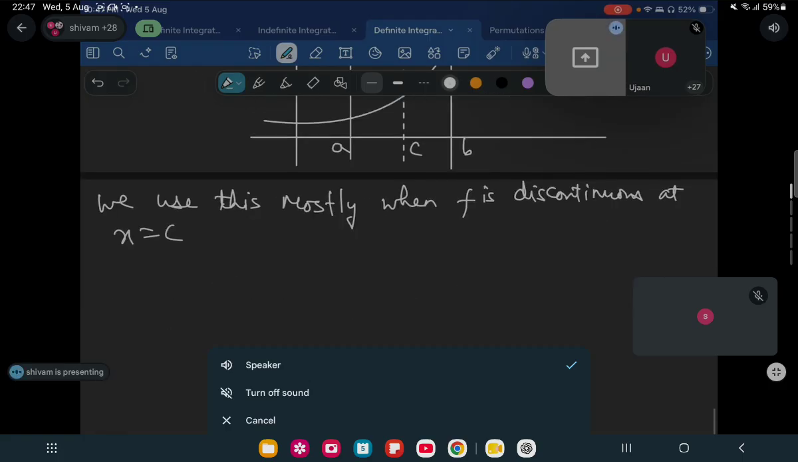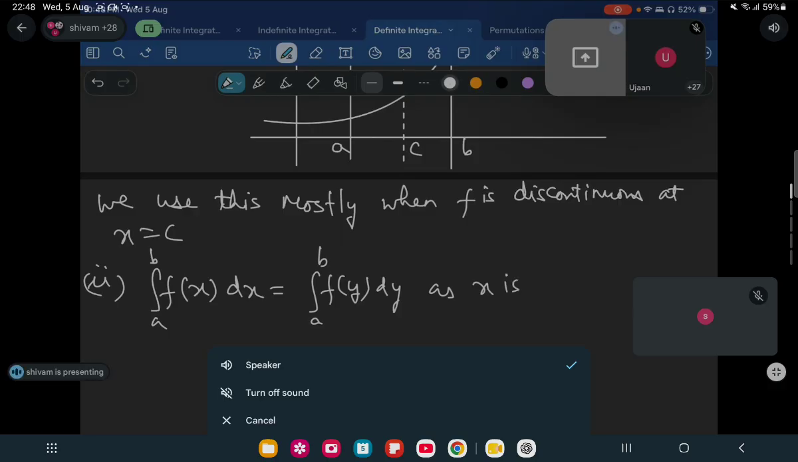Okay, everyone. Next, number 2. The integral from a to b f of x dx is also equal to the integral from a to b f of y dy. Why? Because x and y are all dummy variables. We'll get the same area as x is a dummy variable. While finding out the area, the variable does not matter.